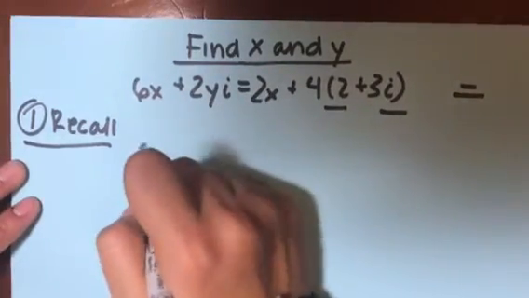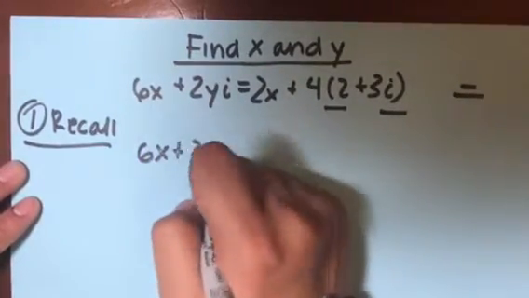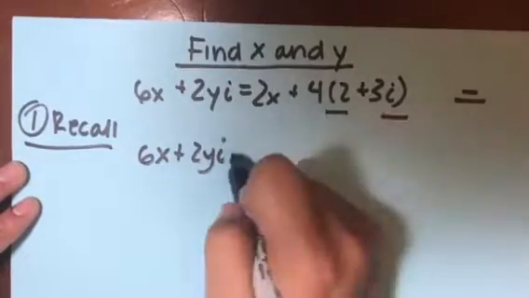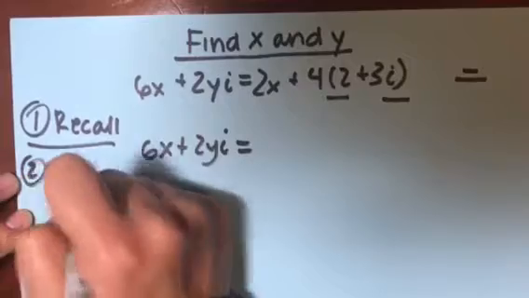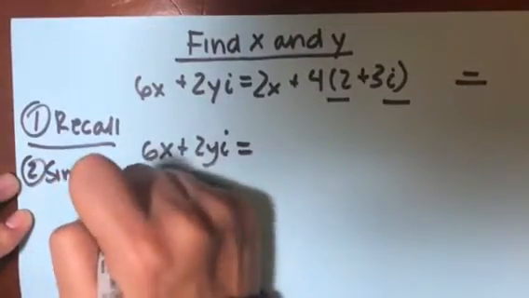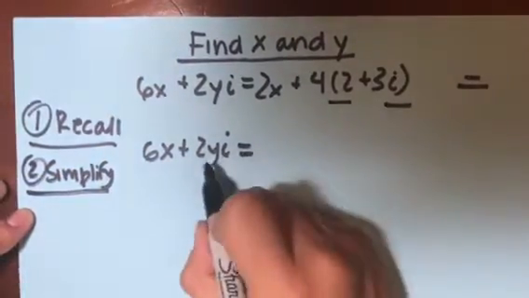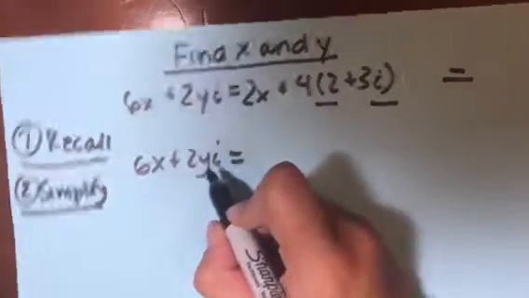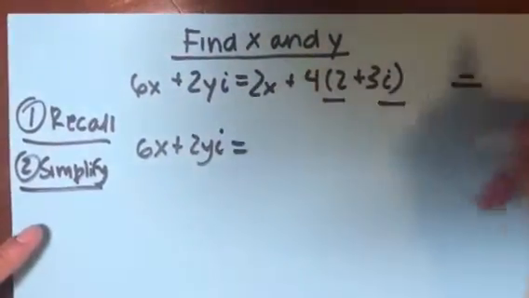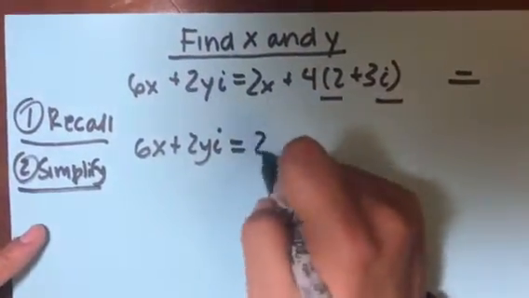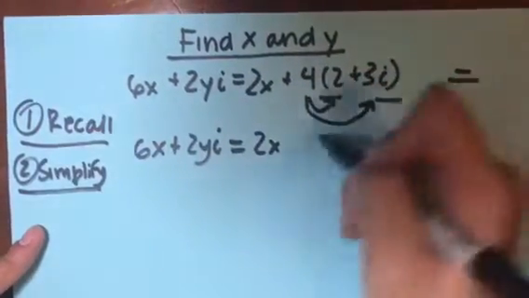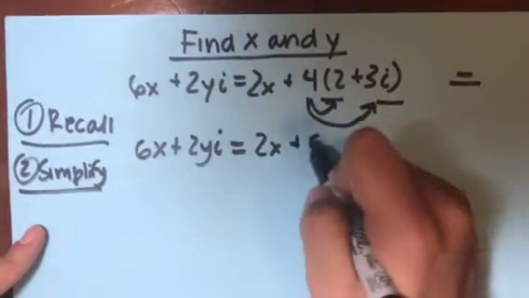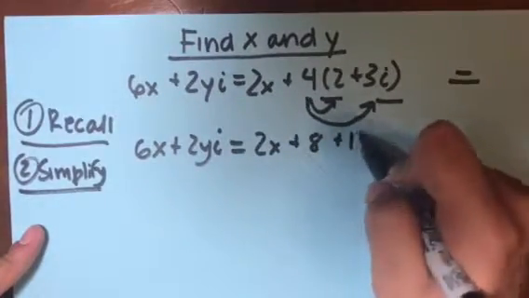So in this case, 6x plus 2yi. And our second step is to simplify. So here, the 6x plus 2yi is already simplified as much as it could be, but here we have the 2x, and we would distribute the 4 into the 2 and the 4 into the 3i. So we would have 2x plus 8 plus 12i.